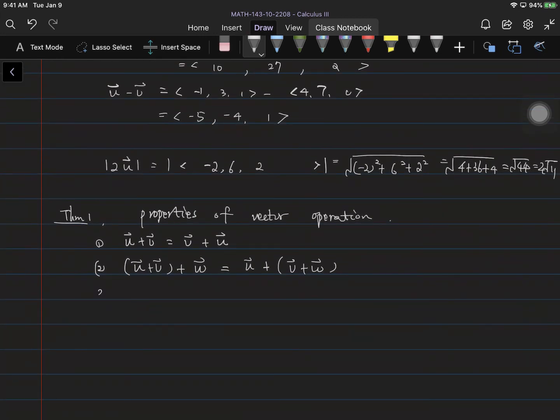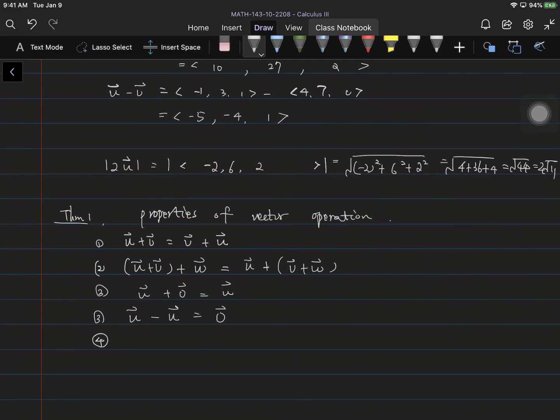And the third one, u vector plus 0 vector. Be careful, it's not 0, it's 0 vector. It's same as u because 0 vector also has components. Number 3, u vector minus u vector, which is 0 vector.